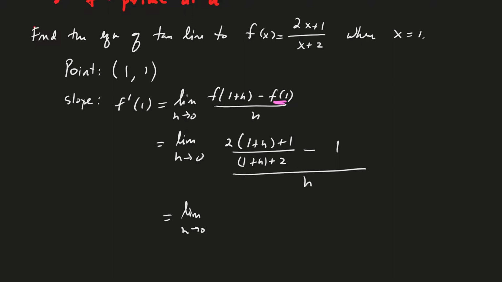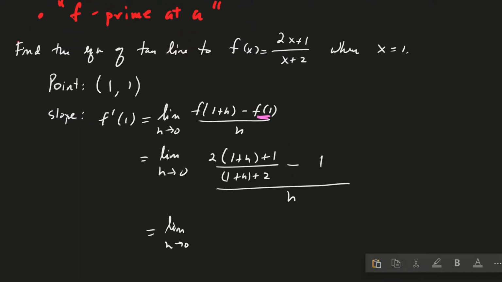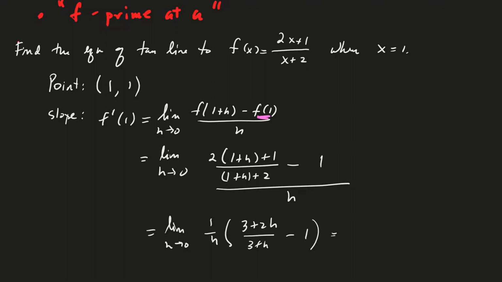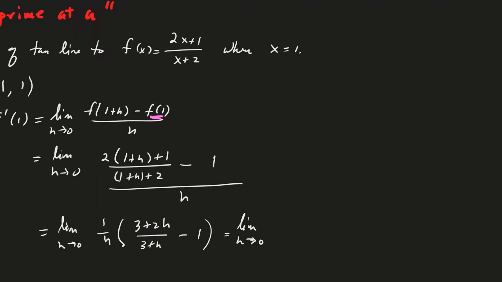Now let's see if we can simplify things. It looks like we have 2 plus 2h plus 1, which is 3 plus 2h, in the numerator and 3 plus h in the denominator. I'm going to bring the 1 over h in. Now I can work on the numerator: I'm going to have 3 plus 2h when I simplify the top, and when I simplify the bottom, I'll get 3 plus h minus 1. I'm carrying along my 1 over h, hoping I can cancel that out at some point. Now what am I going to do with this?